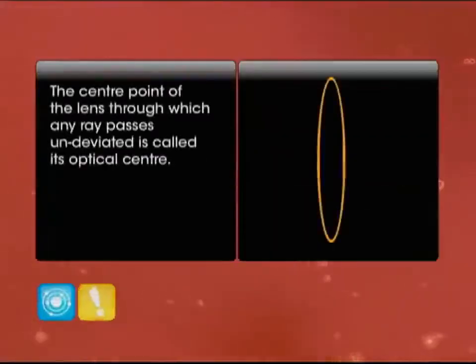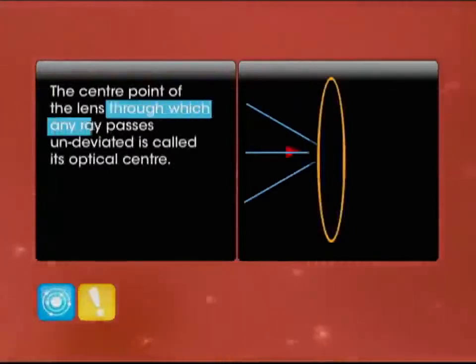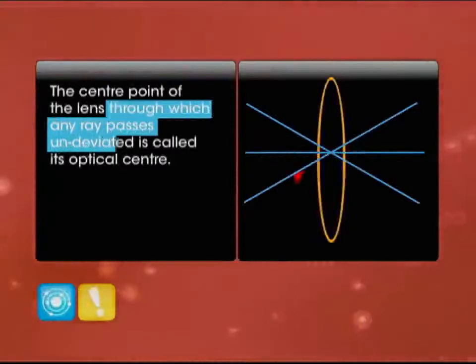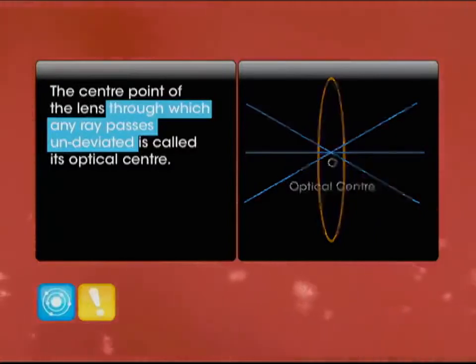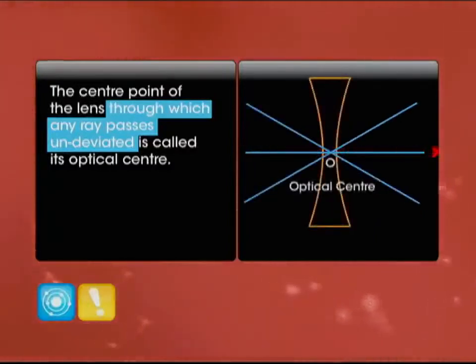Now let's study some important terms related to thin spherical lenses. I think you should note down these terms as we will be using them pretty often. The geometric center point of the lens through which any incident ray passes undeviated is called its optical center and is represented by O. This is the same for both convex and concave lens.